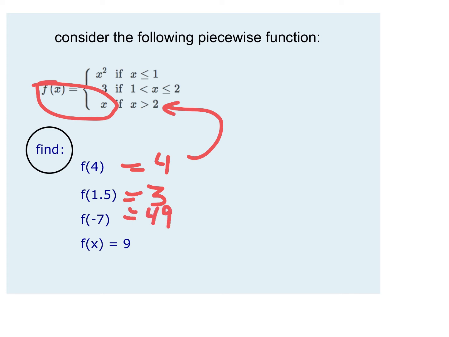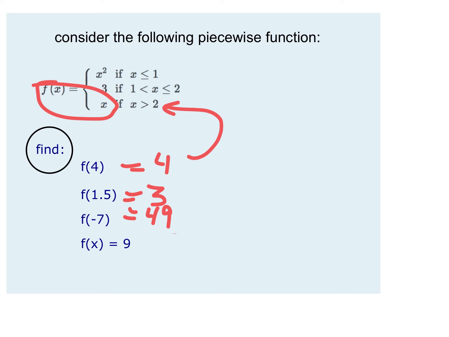Okay, good. And why don't you just read me the last one too, Harley? 9. And 9. Negative 3. Okay, so what did you do? Did you put it in this one? I honestly don't know. Okay, all right. Well, let's try to figure it out. So how should you do it?